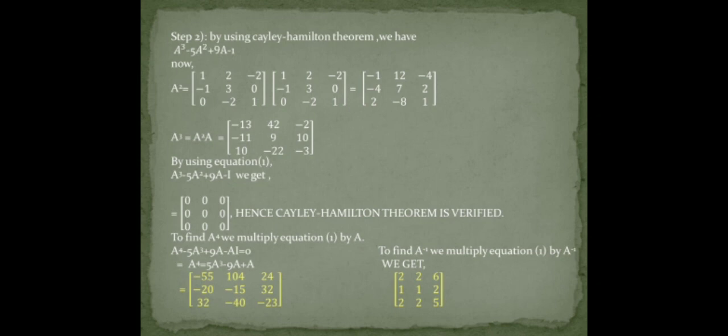To find A inverse, we multiply equation 1 by A inverse. We get [2 2 6; 1 1 2; 2 2 5]. Now the next part will be explained by my friend Ojas.